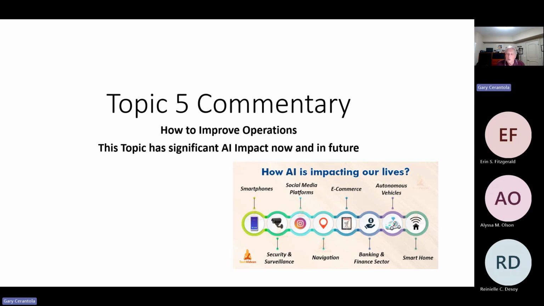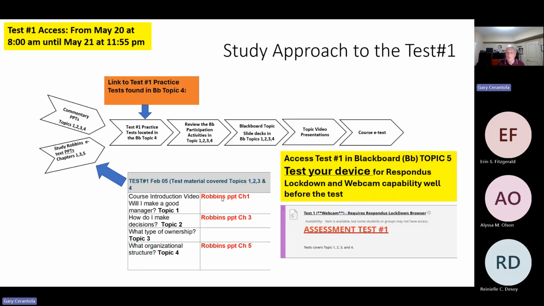So, how do we improve operations? I can't say enough about production operations. If you really want to be a good manager, you really need to understand how your products and services are created and supported and given to your customers. So that's where it comes in.